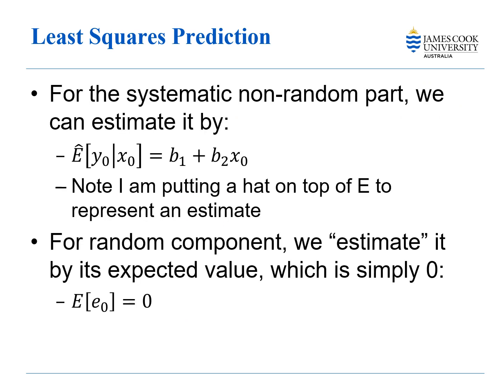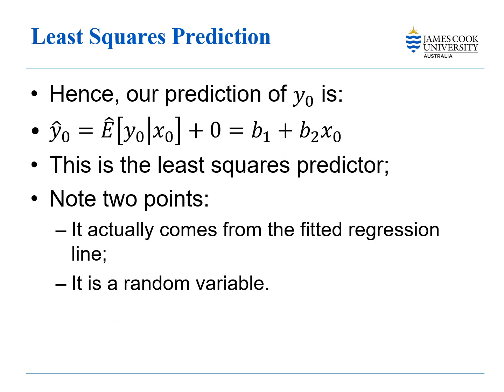Fortunately, we can estimate beta 1 and beta 2, which are B1 and B2. We plug them into that equation, and we get an estimate of this systematic non-random part. And for the random component, we can also estimate it by its expected value, which is just zero. So now we have a prediction of Y0. Our prediction of Y0 is the estimate of the non-random part plus the estimate of the random part, which is simply equal to B1 plus B2 times X0. And we call this the least squares predictor.